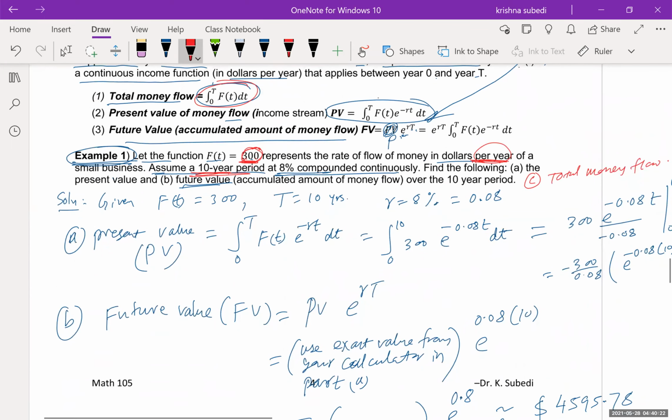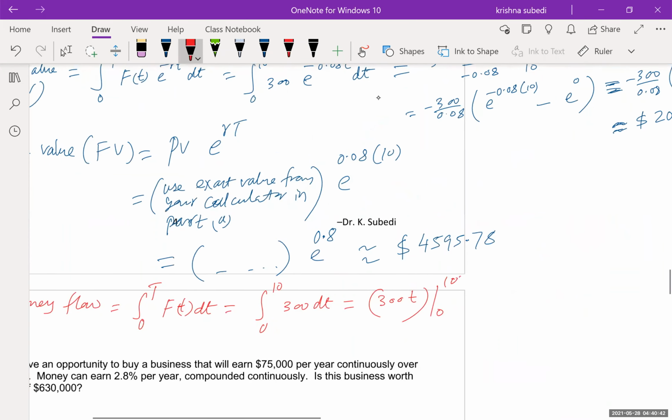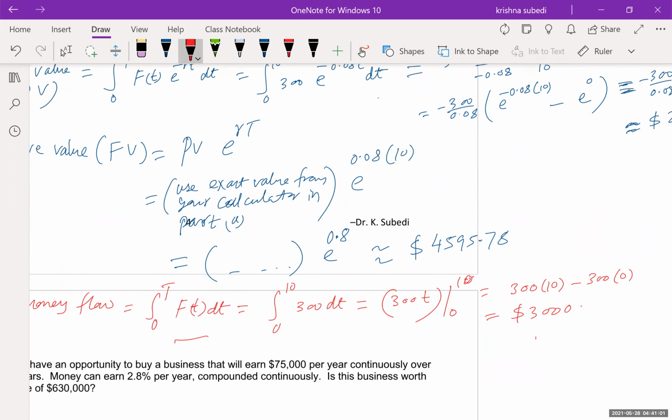But let us use the formula because we want to use this formula here. So the formula here is, let me just copy the formula, integral from 0 to T of f of t dt. And 0 to 10, f of t is 300 dt. So that's going to give me 300t from 0 to 10. So that's 300 times 10 minus 300 times 0, which is $3,000. And it was expected, right? So we just use common sense, and using the integration, using the formula, we still get the same thing. Any question, guys, so far?